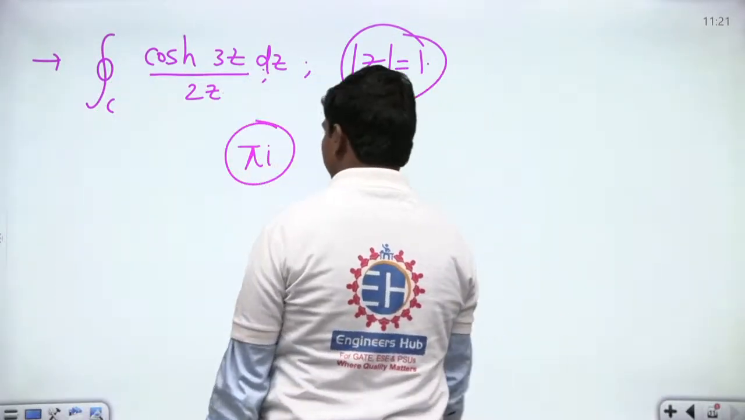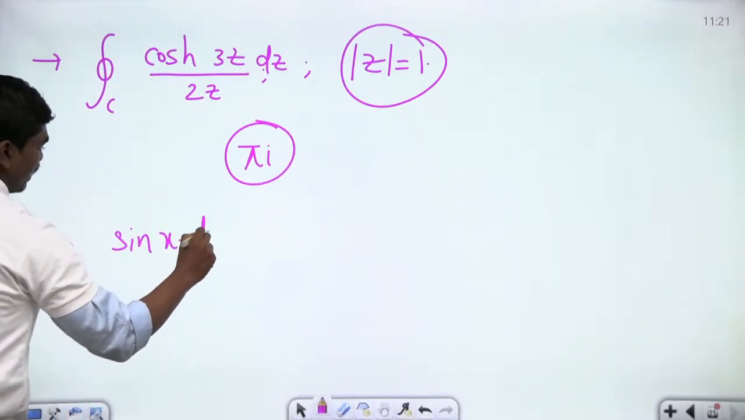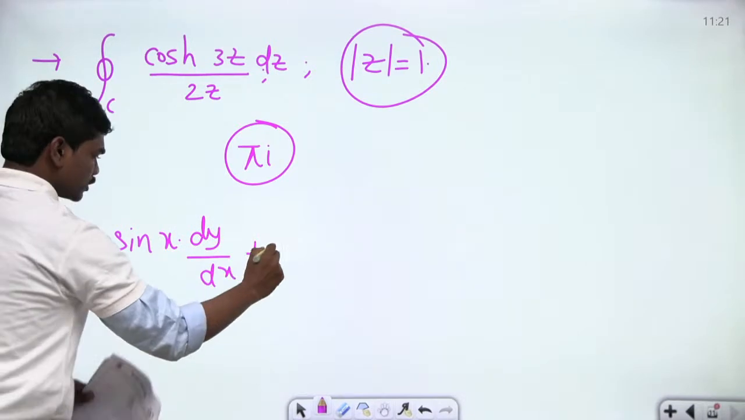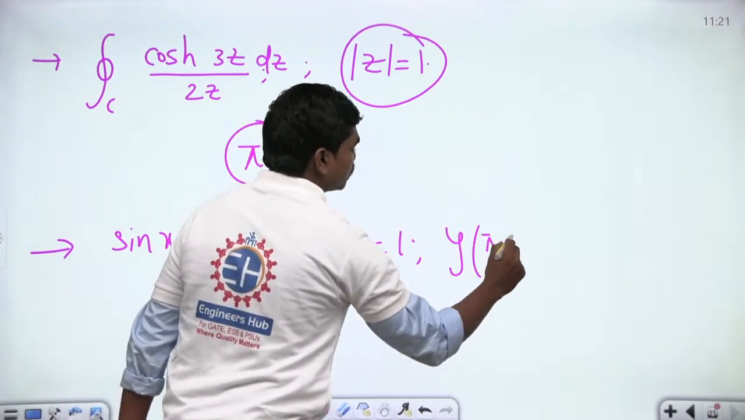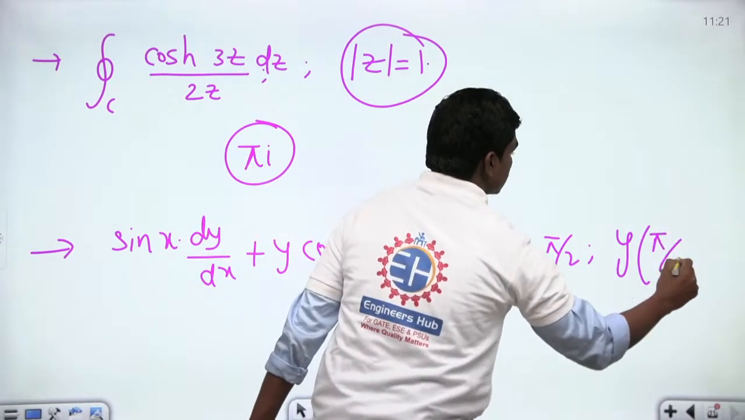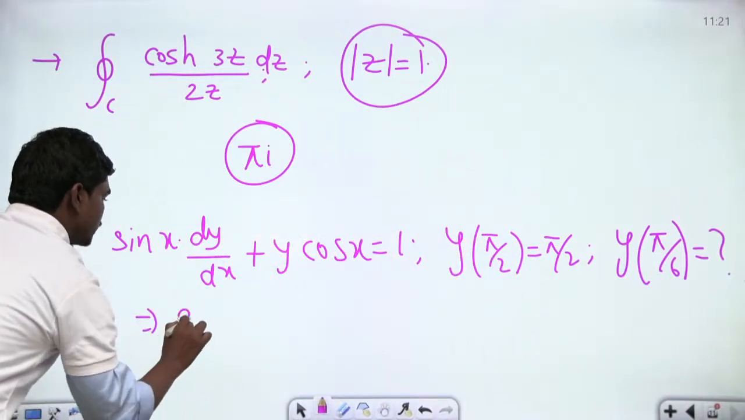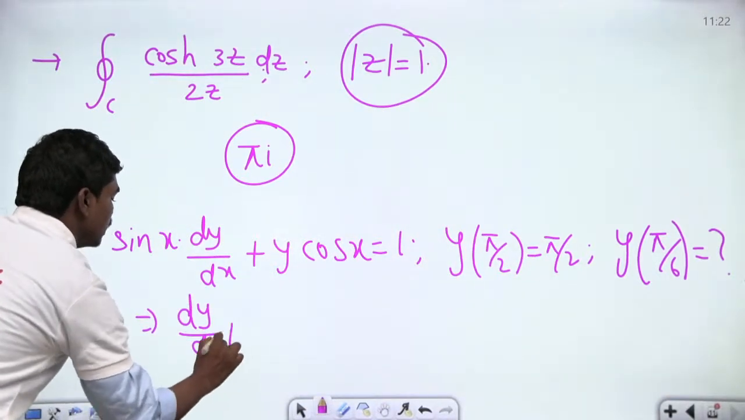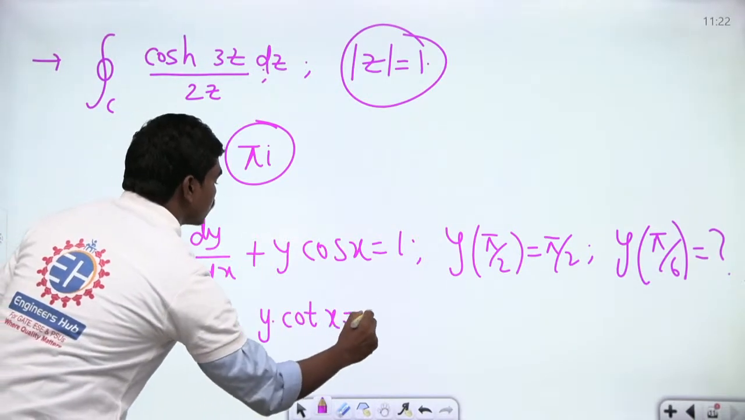Next, there is also one more question from differential equations, which you could write as sin x into dy by dx plus y times cos x is equal to 1, and the boundary condition is given as y of pi by 2 is equal to pi by 2. They are asking you for the value of y of pi by 6. It's a simple linear Leibniz equation. If you just divide throughout the equation by sin x, we get dy by dx plus y into cot x is equal to cosecant x.